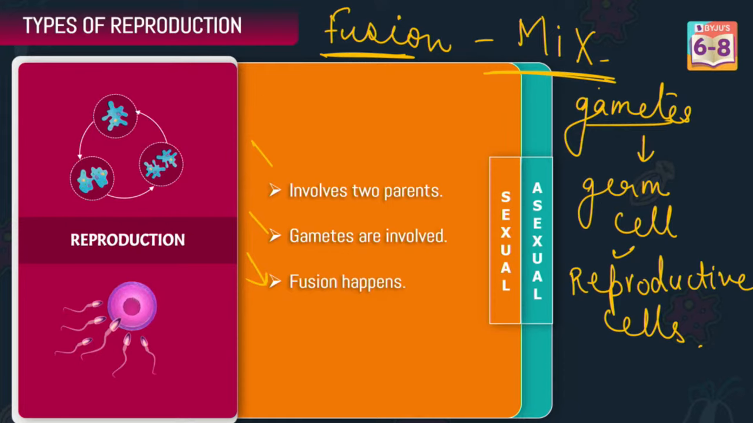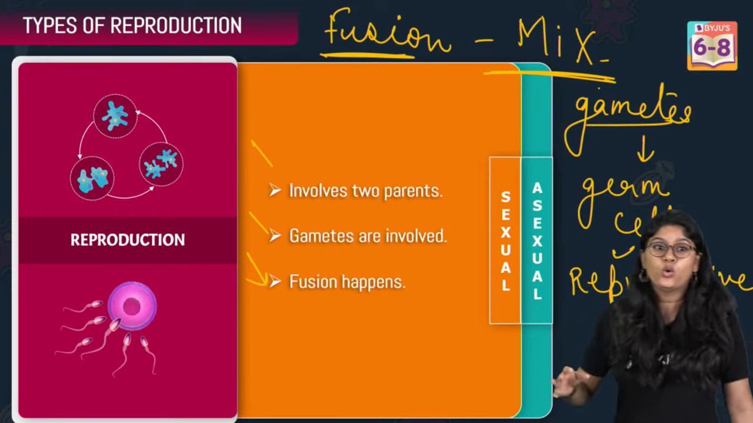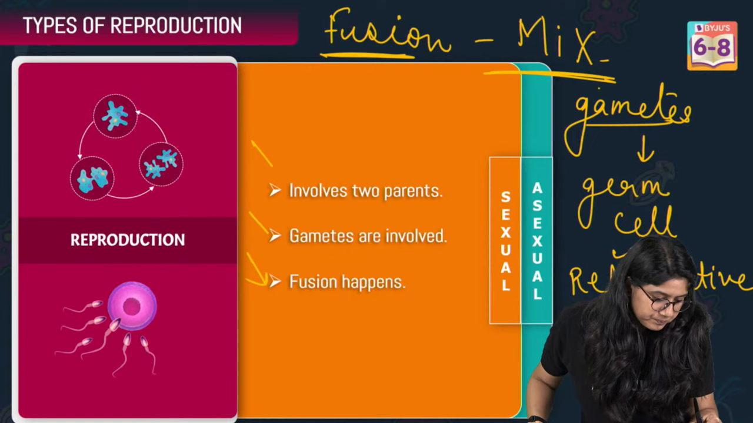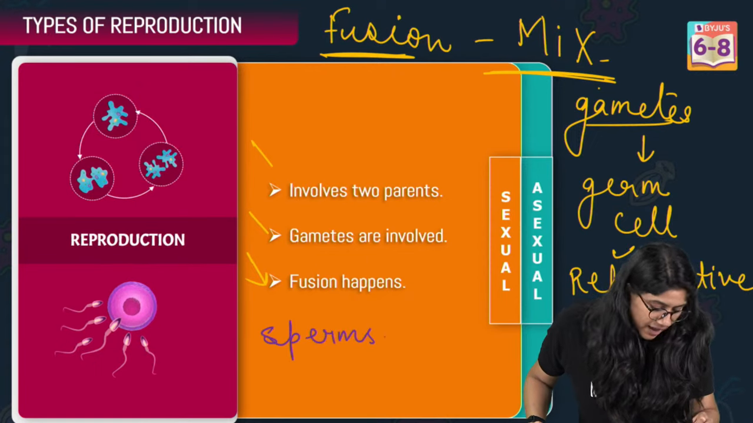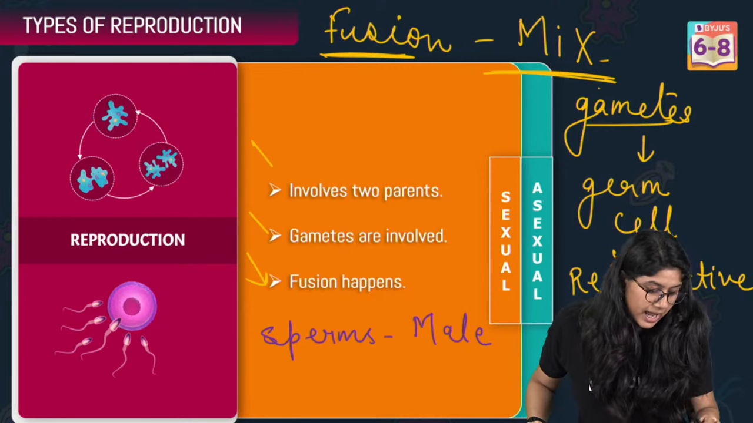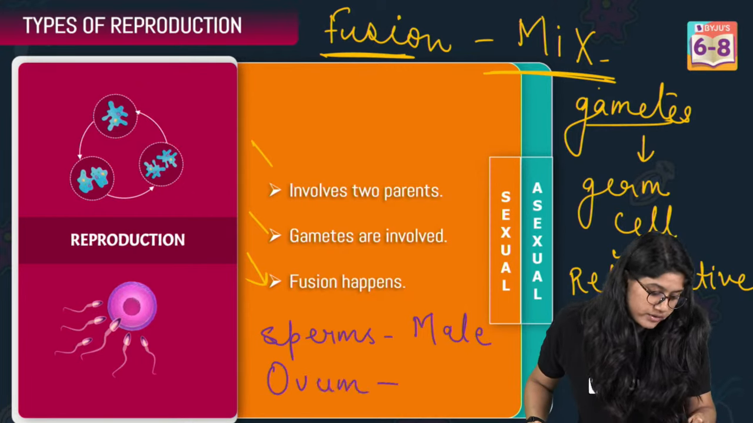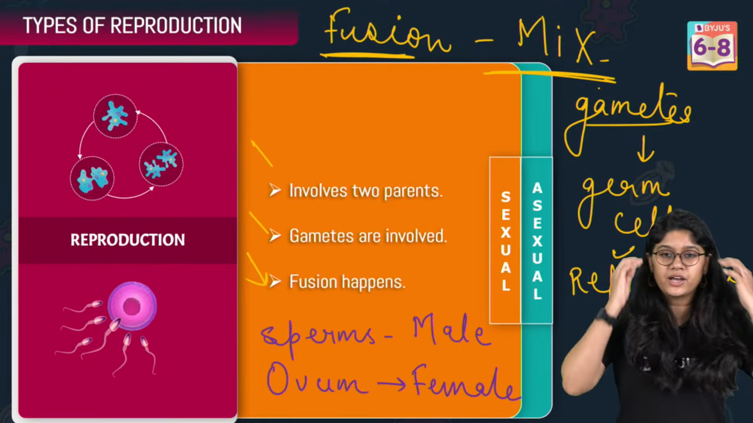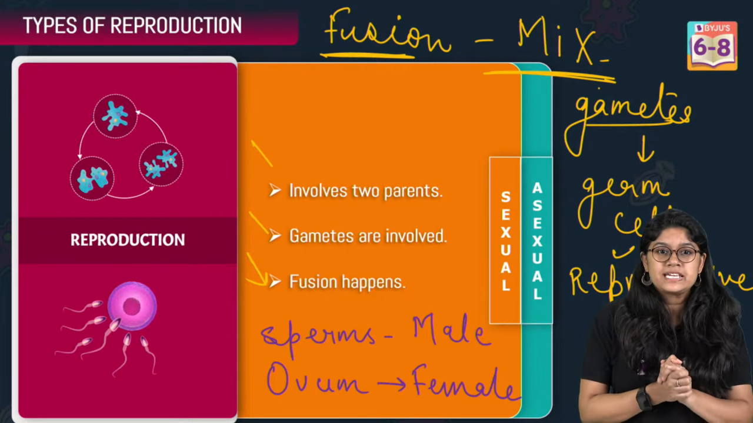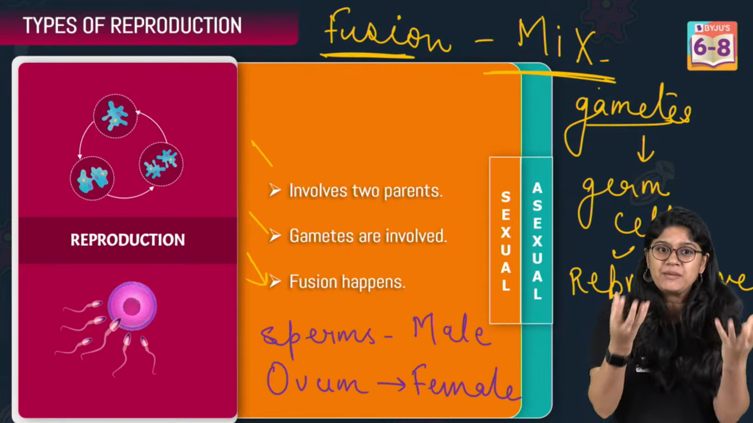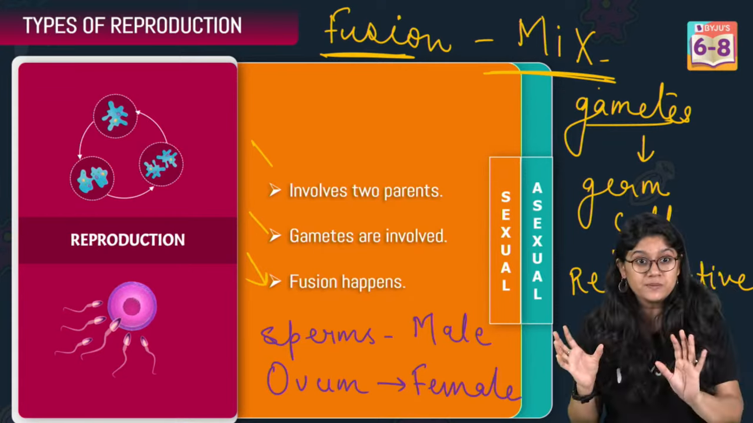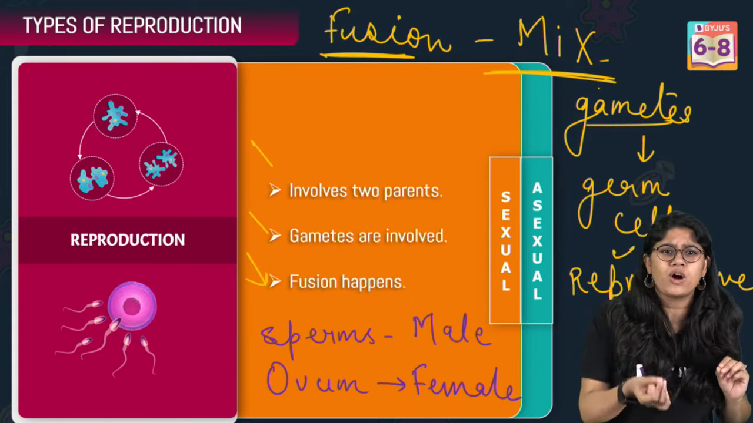We have two types over here: we have the sperm and we have the ovum. Sperms are present in males, so they are the male gametes. And the ovum, or ova, or the egg, is there in females. So what are gametes? Gametes are also called germ cells or reproductive cells. In males, we have the sperms, and in females, we call it an ovum, ova or egg.